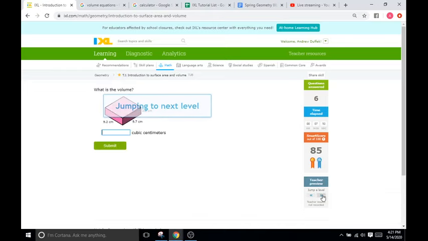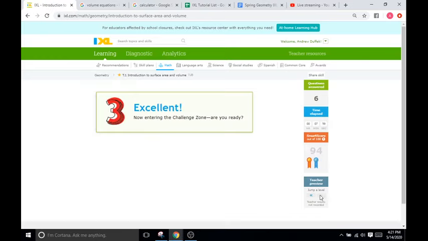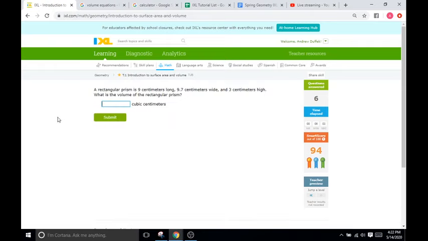So all these problems are pretty much the same. You're just going to be given numbers with double digits or digits with decimals in them, but the principles stay the same. Oh, and here they have another problem, but it doesn't give you any kind of picture, which is fine. It just says a rectangular prism is 9 long, 9.7 wide, and 3 centimeters high. What is the volume? So 9 times 9.7 times 3 is what? And that's going to be your answer.